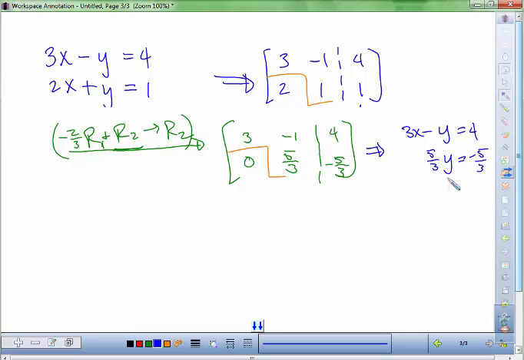Yeah, it would be nice to not use fractions, but you may not have a choice. And in some of these cases, you won't have a choice. You'll just have to deal with fractions. Okay?